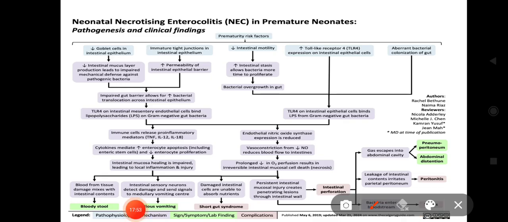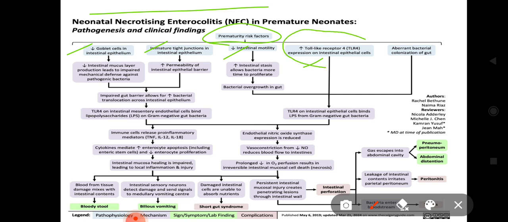So this flow chart, let's go through this rapidly. Neonatal necrotizing enterocolitis in premature infants. So prematurity is a risk factor for them. What happens in premature infants? Decreased goblet cells in intestinal epithelium, immature tight junctions in intestinal epithelium, decreased intestinal motility, increased toll-like receptor 4 expression on intestinal epithelial cells. Such a question can be asked from pathophysiology, about involvement of which cell. So toll-like receptor 4 has increased expression on intestinal epithelial cells in NEC, along with aberrant bacterial colonization of the gut. So these are the 5 points.